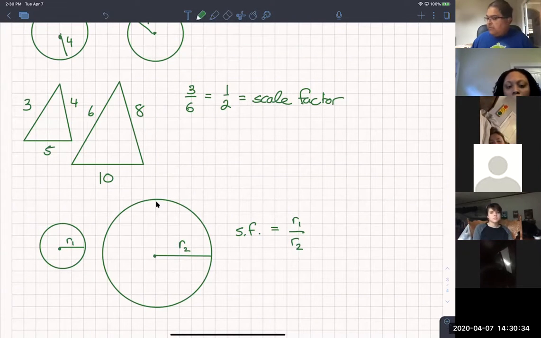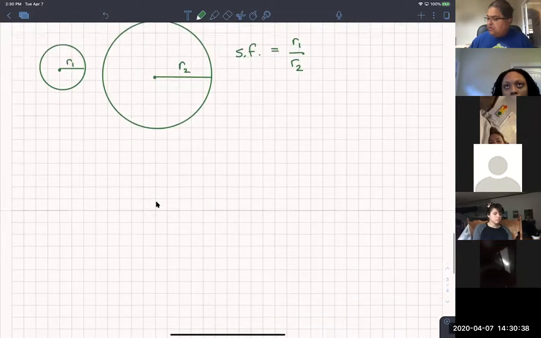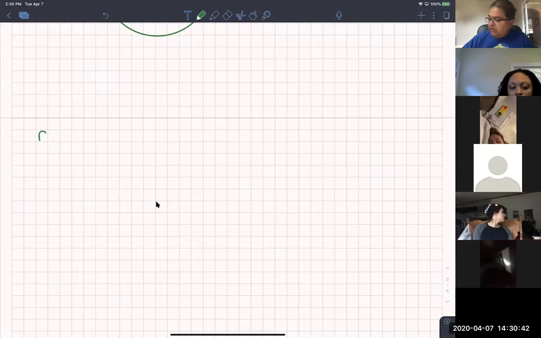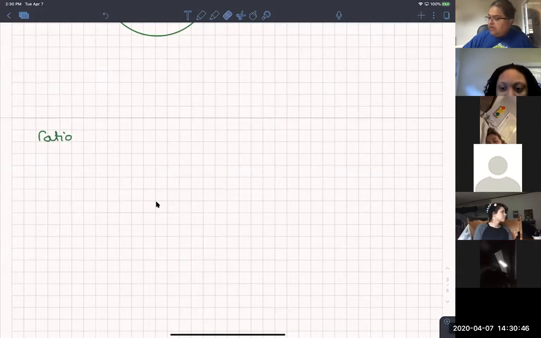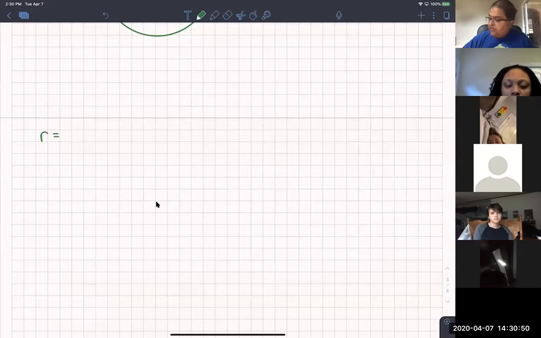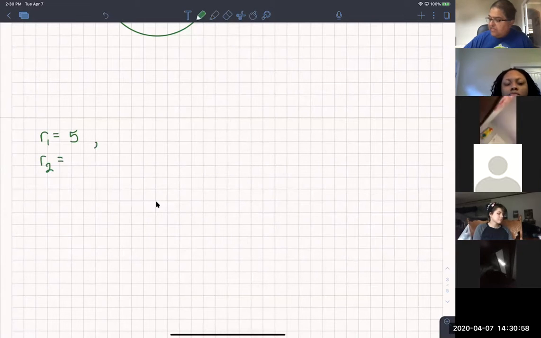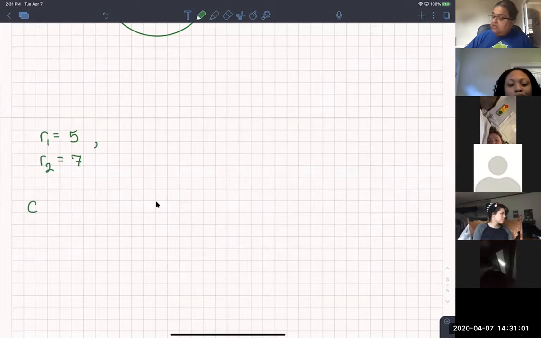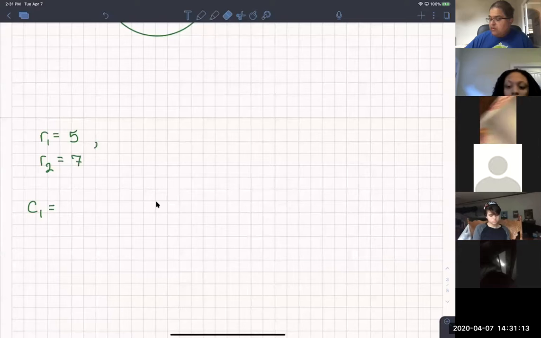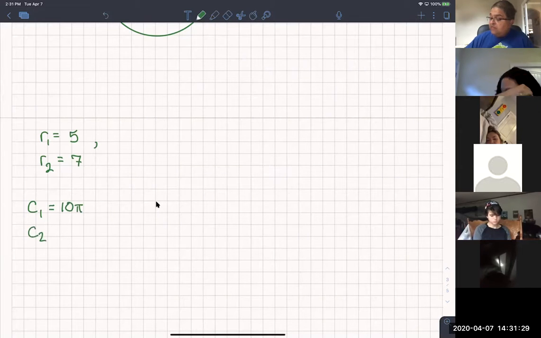Now, let's say, for example, I have two circles and their ratio of the radii. Let's say the radii are 5 and 7. So one circle has a radius of 5, the other circle has a radius of 7. Now, the first circle has a circumference of 10 pi. And the second circle has a circumference of 14 pi.